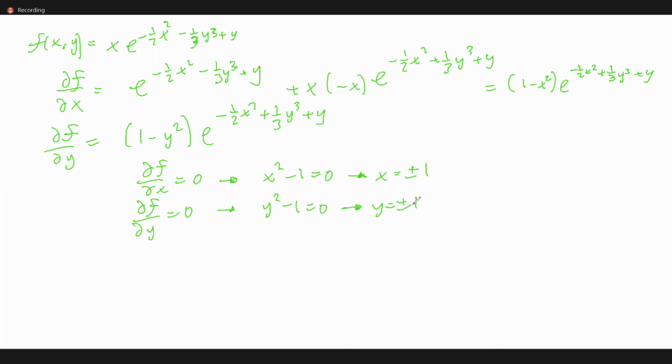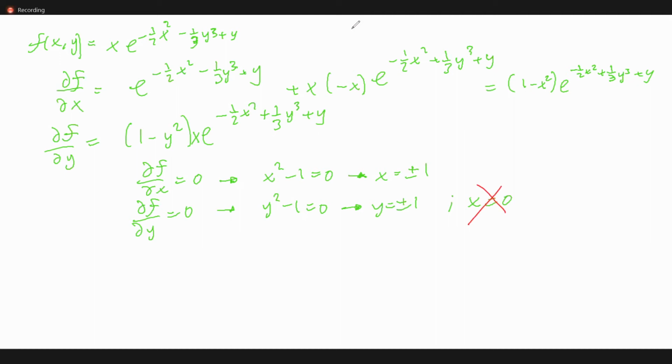So critical points are those for which, oh, sorry, I missed an x here. So df/dy is also 0 when x is equal to 0. However, when x is equal to 0, the partial derivative of f with respect to x is not 0. So we discard this solution.